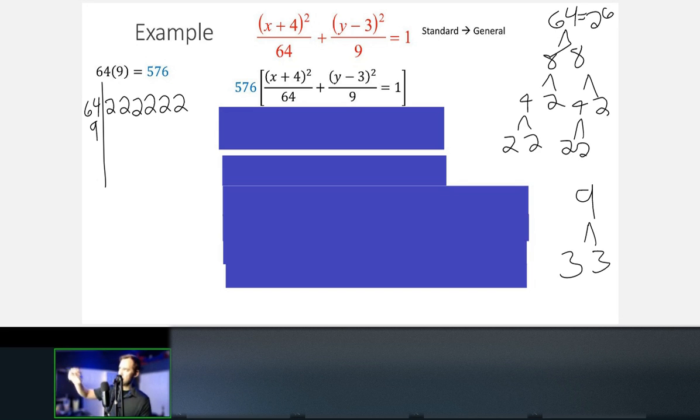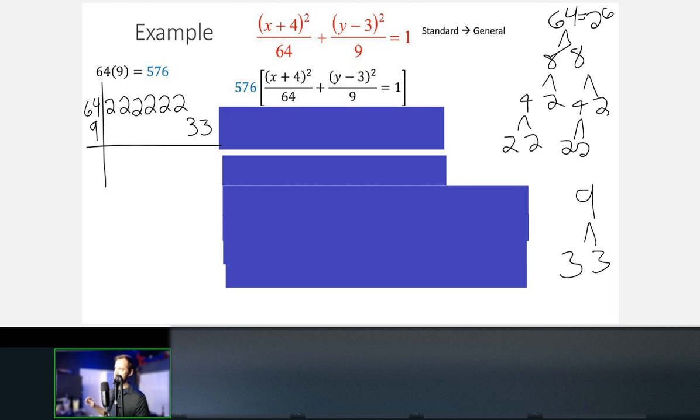And remember, these are columns. So we have 6 columns of 2. The factors of 9 are 3 times 3, so we have to create new columns. So we have a 3 and a 3. We're just lining stuff up, right?